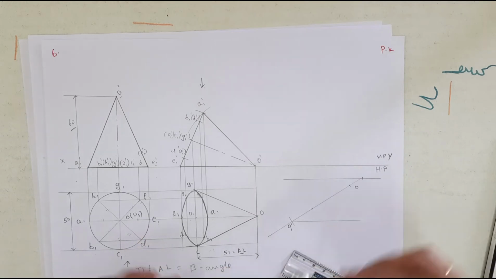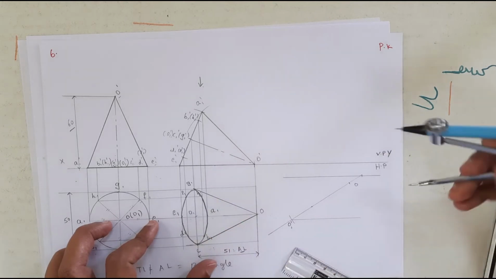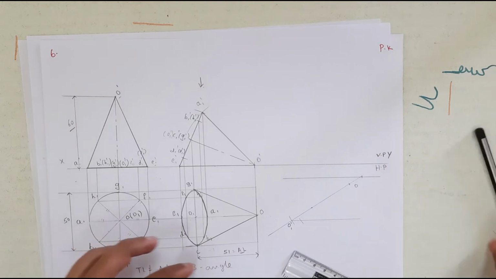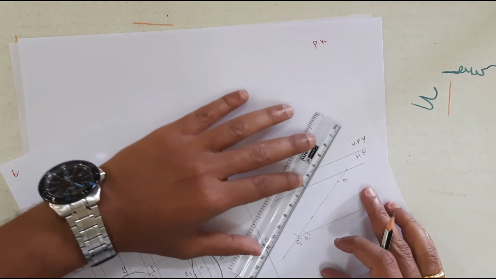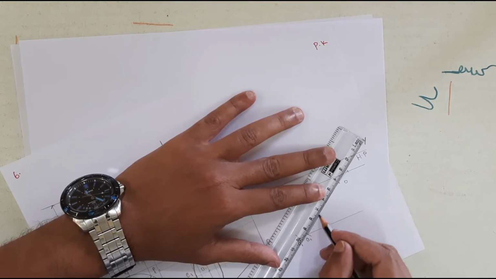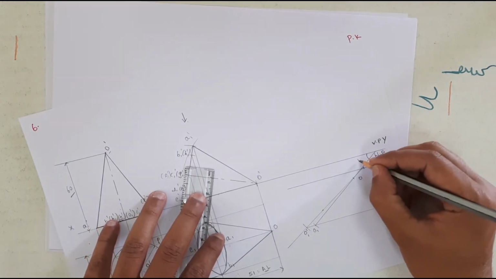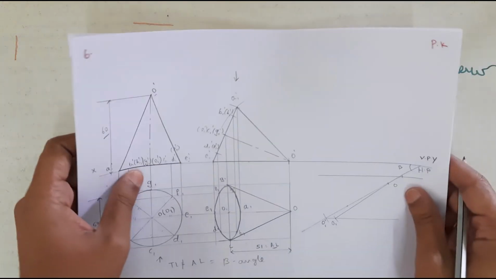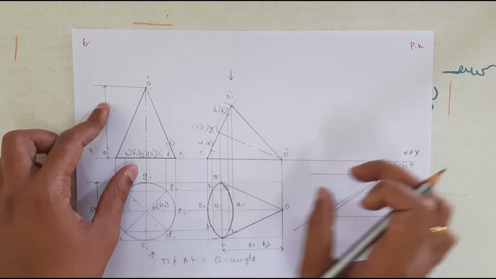Now with the help of compass, take the apparent length of the axis. With O as center, cut the arc on the locus. So this one is called as O1. Now join O1 to O and extend until it touches the XY line. So this is what we call it as beta angle. Okay, so now the next step is we need to shift this object from here to here.